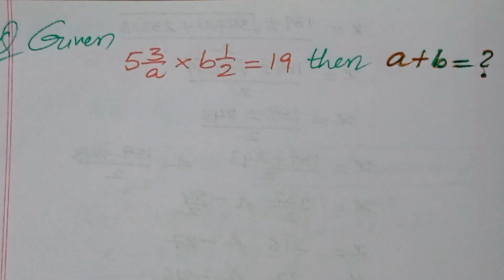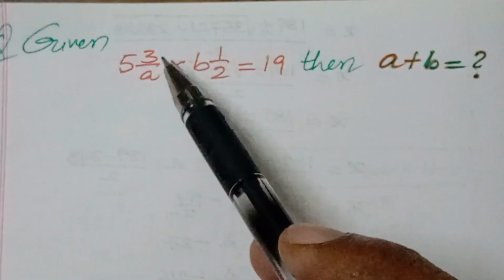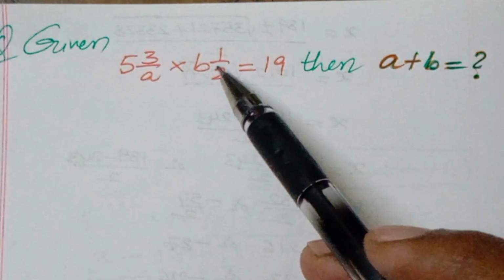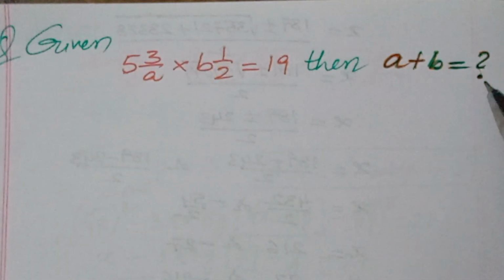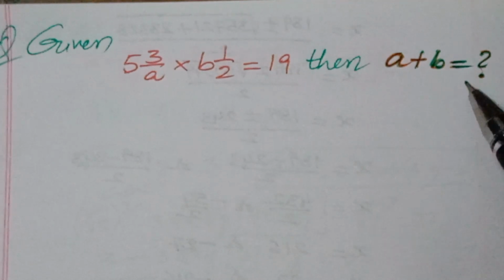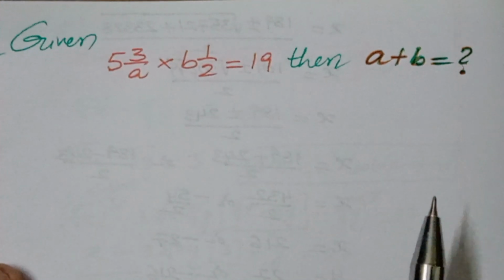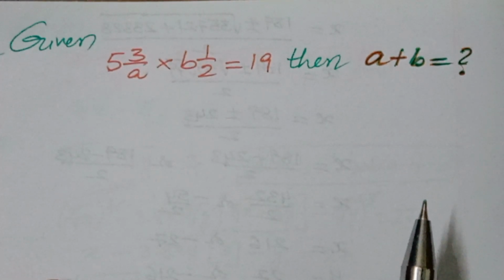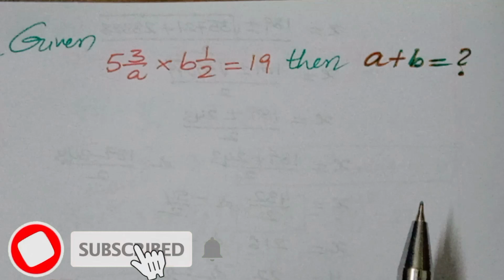Today we are looking at one logical problem. The question is: given (5 + 3/a) × (b + 1/2) = 19, then find the value of a + b. So here some logic is there. That's why this problem is selected. Very small problem only. Before starting, pause the video and try it.